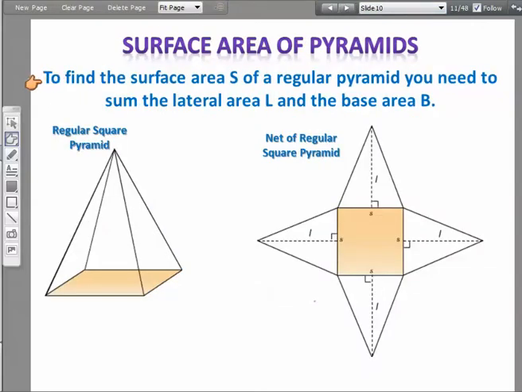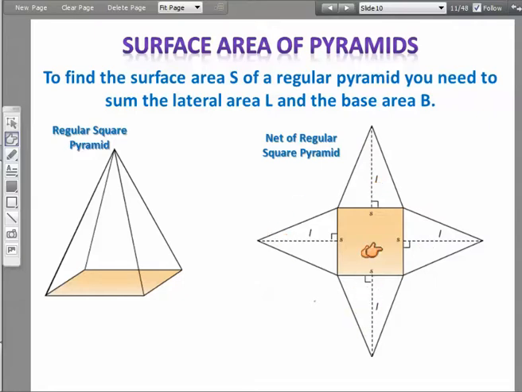Now to find the surface area S of a regular pyramid, you need the sum of the lateral area L and the base area B. Now here's a regular square pyramid. This is what it looks like when you lay it out as a net. And what they're saying, to find the surface area, you're going to need to find the area of each one of these triangles plus the area of the base.